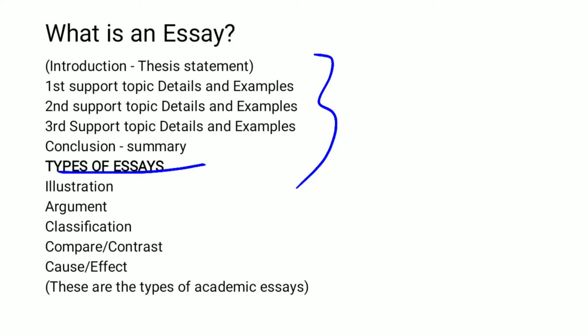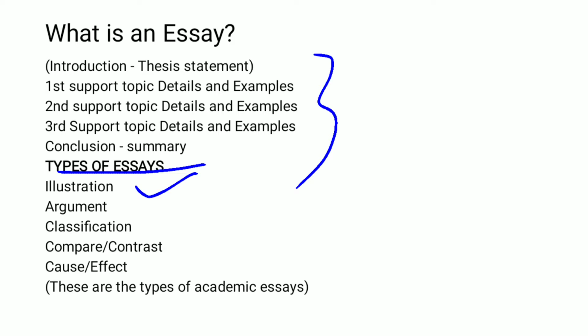Here are some types of essays that support a thesis using examples or reasons or many more. For example, if we talk about illustration, illustration is a kind of essay that supports a thesis using examples. Illustrate means to show. So this kind of essay shows the reader something through examples.